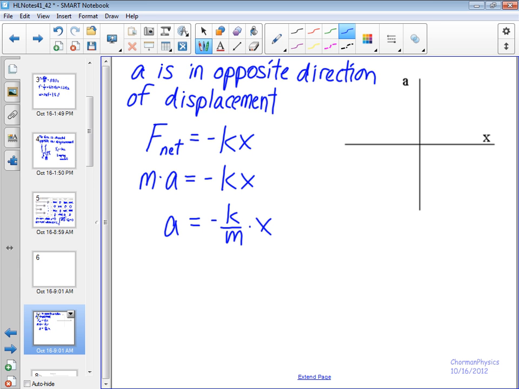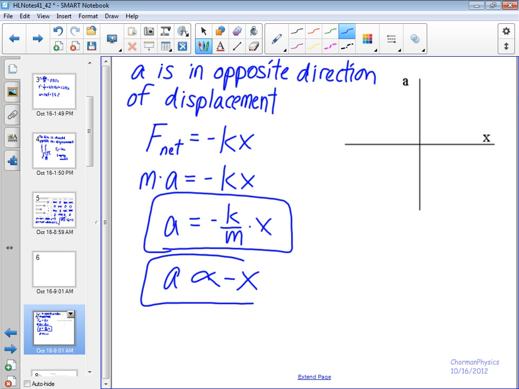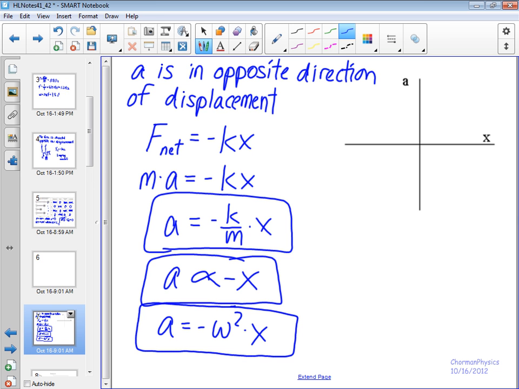And if we solve for a, we see it's equal to negative k over m times x. What we see here is exactly the definition of simple harmonic motion. Okay? What we see is that a is directly proportional to negative x. The other way that we define this, and we will come across this later, is that a is equal to negative omega squared times x. This is the third way you want to see it, okay? These two are the actual mathematical relationships we'll be using.